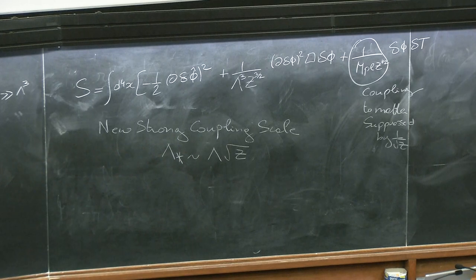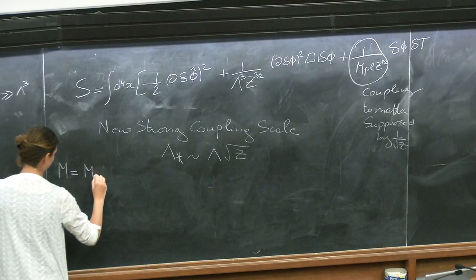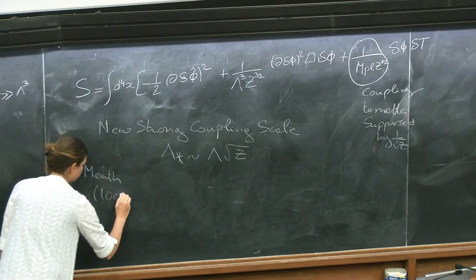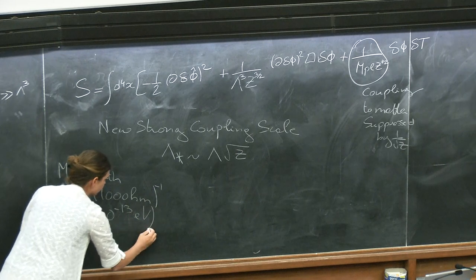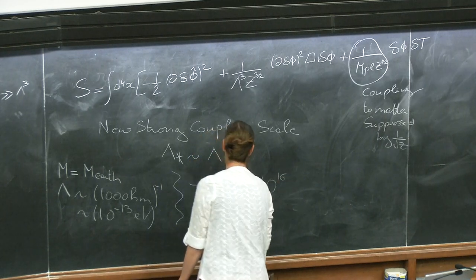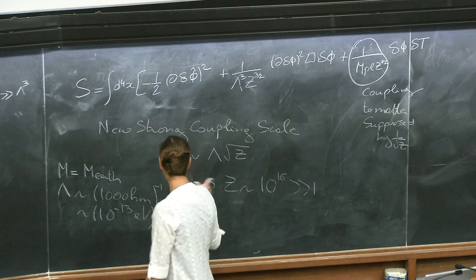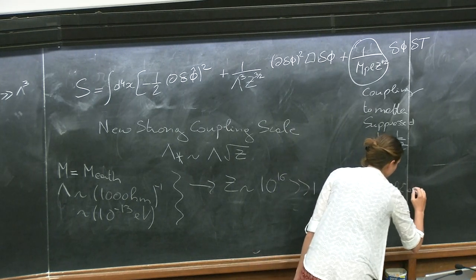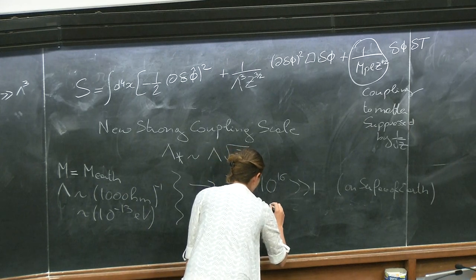In the situation that I considered before, if you just consider the mass of the Earth, and you consider the scale lambda, as I mentioned before, to be 1,000 kilometers to the minus 1, so 10 to the minus 13 electron volt, and you put these numbers back in, what you get is z of the order of 10 to the 16 on the surface of the Earth. That's huge. And the associated lambda star is roughly of the order of a centimeter.